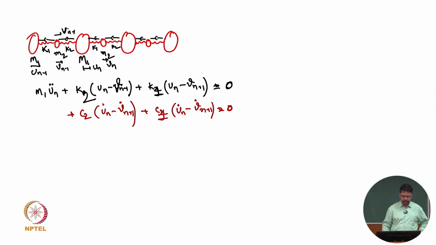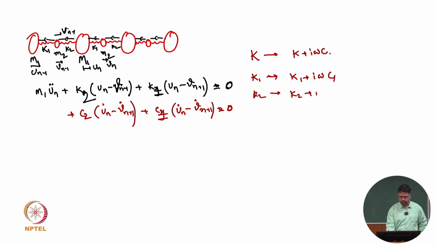Now if you think what is happening here, with K2, as we have seen in the last case, K was replaced by K plus i omega C. Now here K1 will be replaced by K1 plus i omega C1, and K2 will be replaced by K2 plus i omega C2. So whatever was your equation previously, just instead of K1 substitute this and instead of K2 substitute this, and you can get your solution.